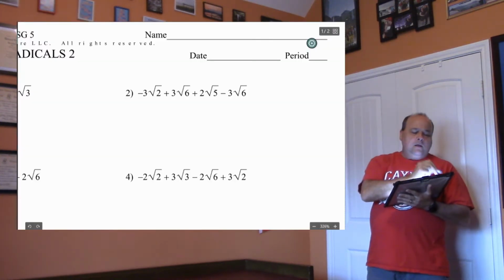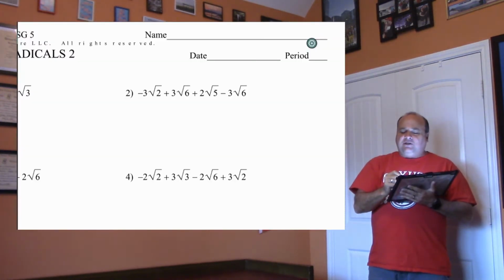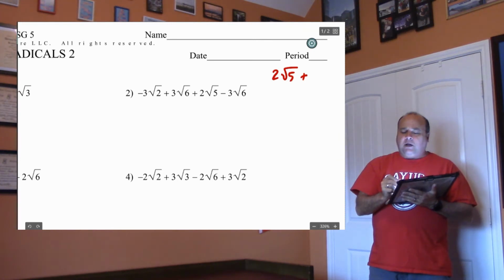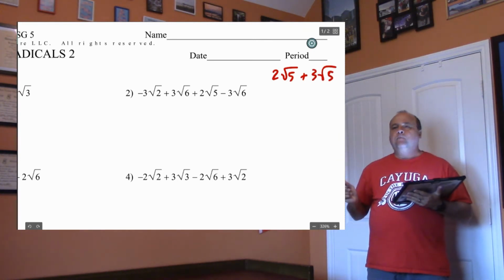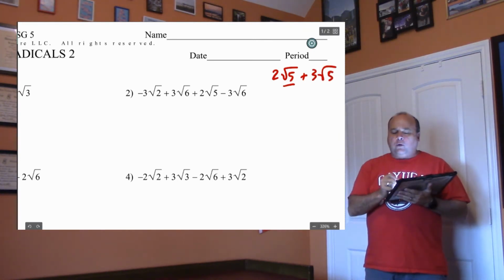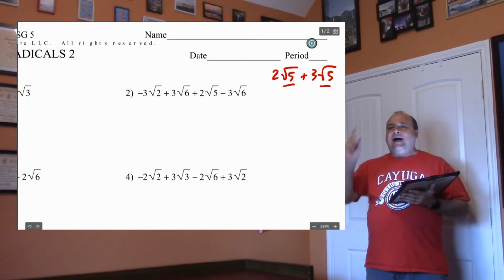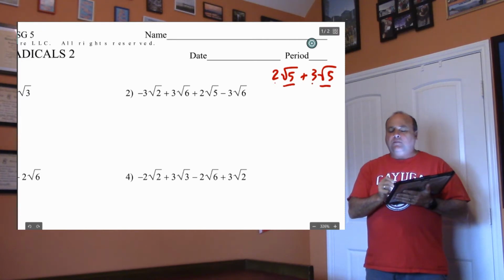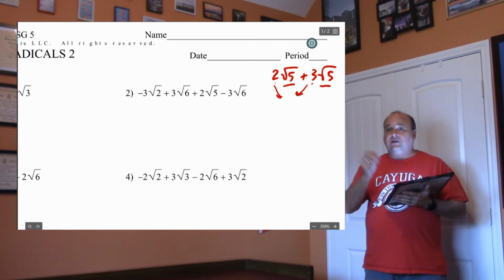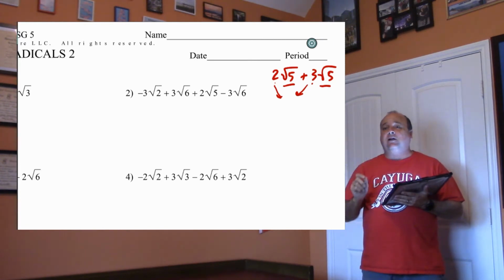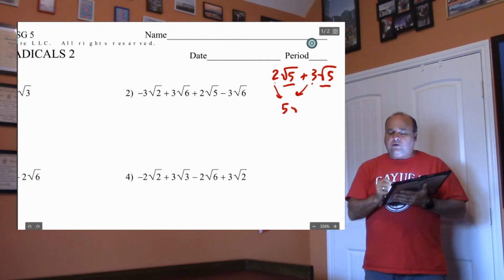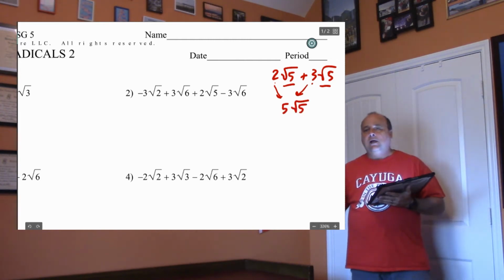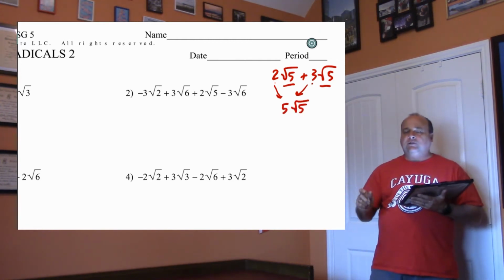rules here. If I have, let's just say, 2 square root of 5 plus 3 square root of 5, notice my square root of 5s are the same, aren't they? I can add up how many square root of 5s I have. This would be 2 of them, this would be 3 of them. All you do is add up those coefficients. So the square root of 5 is kind of like a variable. On this one, we're just combining the like terms. This would turn into 5 square root of 5. So you just add up the coefficients.